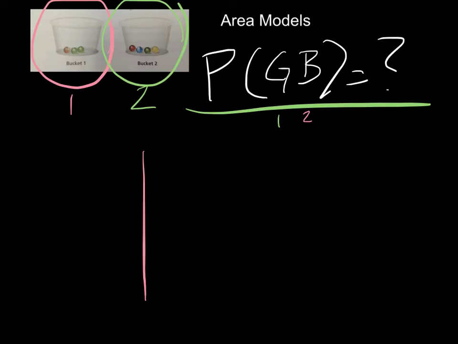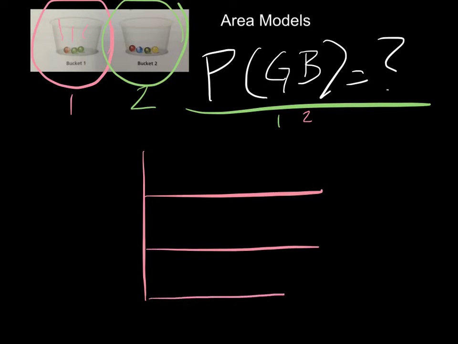Now I'm going to split that line up into as many sections, as many choices, as I have in that event. So if we look at this picture, I can get a red, I can get a green, or I can get another green. So I have 3 different choices, 3 different options. I'm going to split this first event into 3 equal parts, because I can equally draw any of those marbles. So I'm just going to split this into 1 section, 2 sections, and now 3 sections.